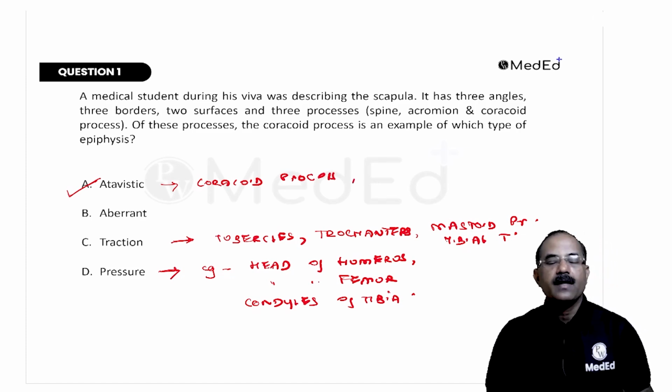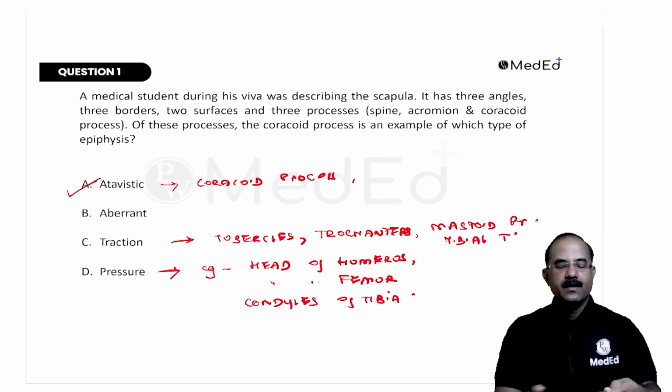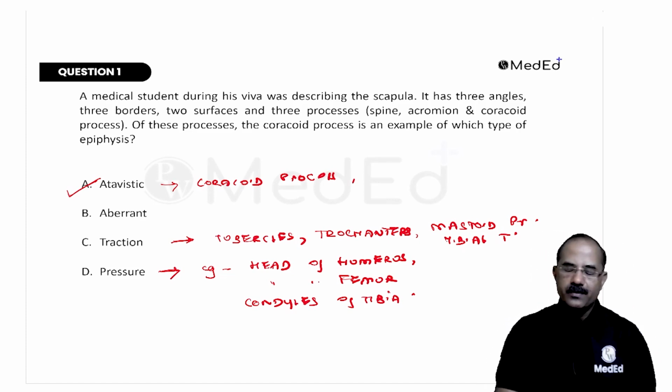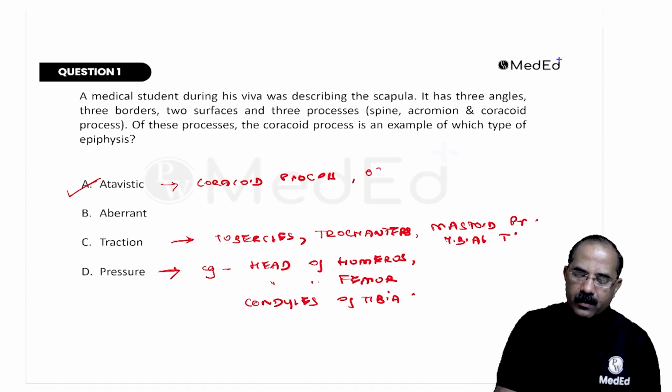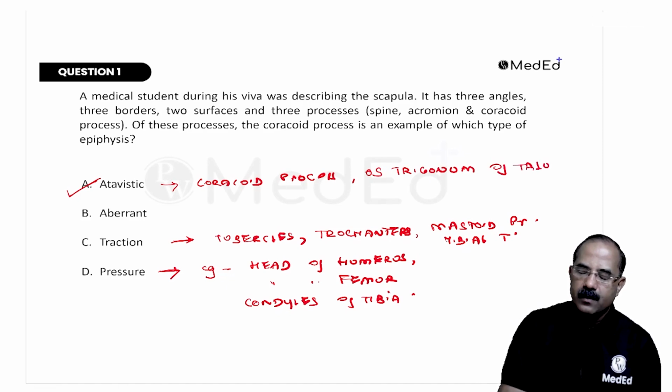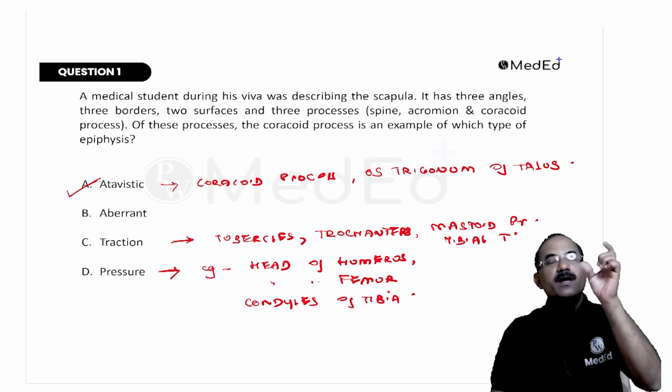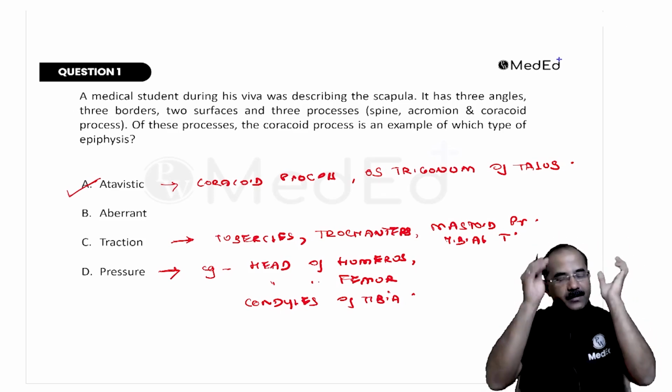Anything else? The example is not the acromion, it's the coracoid process of scapula. Then there is something known as os trigonum of talus. This is an example of what? Atavistic epiphysis. Is this clear now?